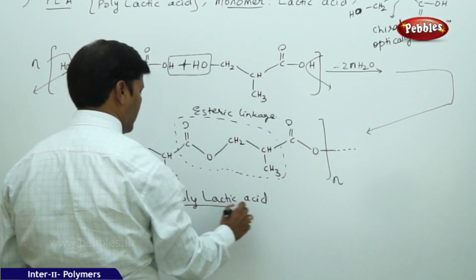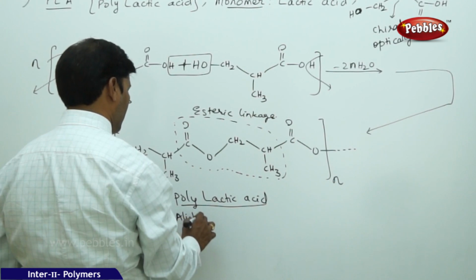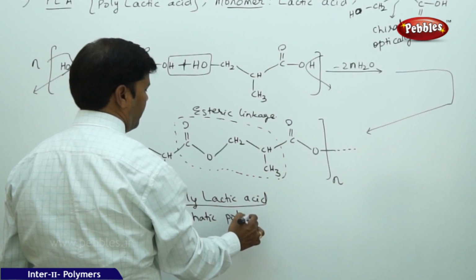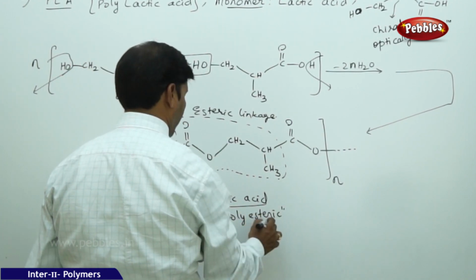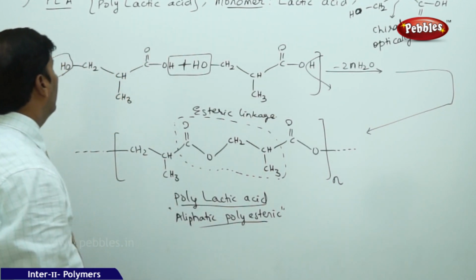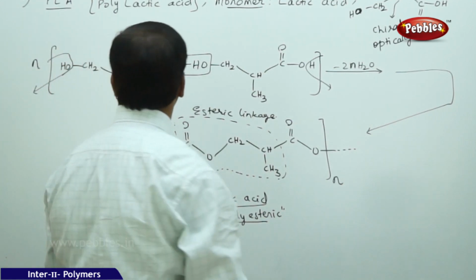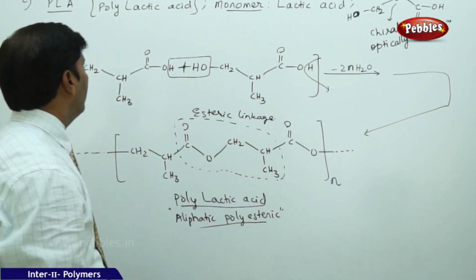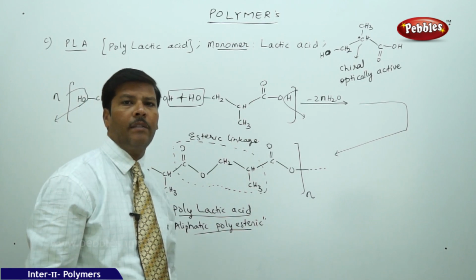So therefore this lactic acid polymer is aliphatic and polyesteric in nature. This is how we can prepare the PLA. And the last one, nylon 2 and nylon 6, we are going to finish off. And this is something about the polylactic acid.